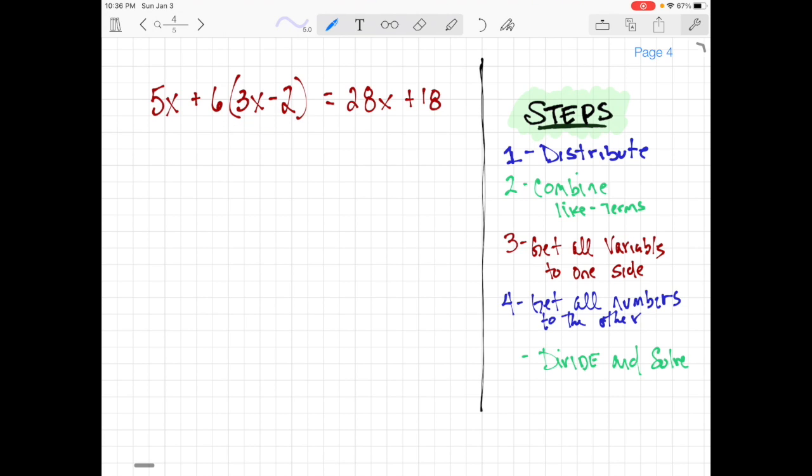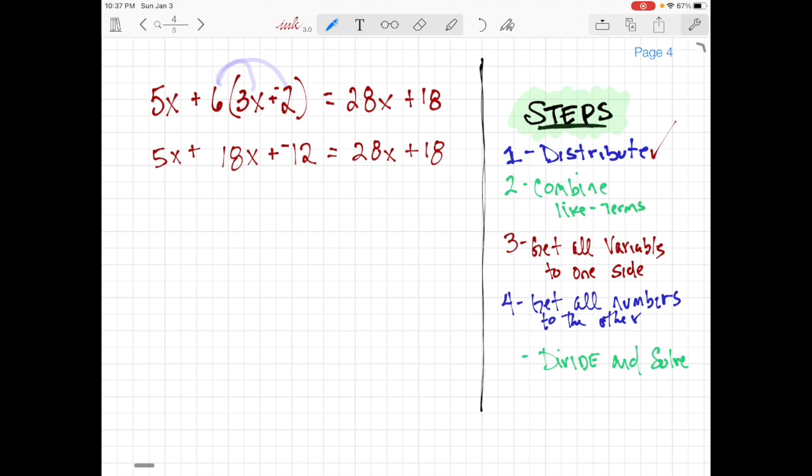That means multiply by both terms. So 6 times 3x and 6 times negative 2. That gives us 6 times 3 is 18. So 6 times 3x is 18x. And 6 times negative 2, I'm going to change that to plus negative 2. So 6 times negative 2 gives us negative 12. And then we're going to bring this 5x down equals 28x plus 18.